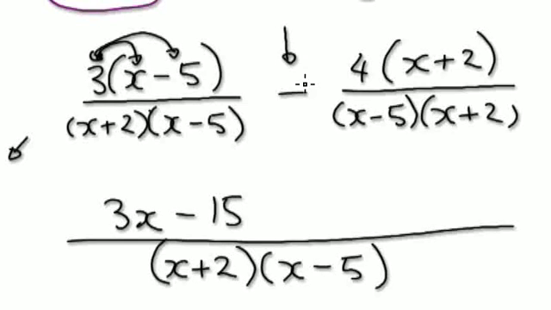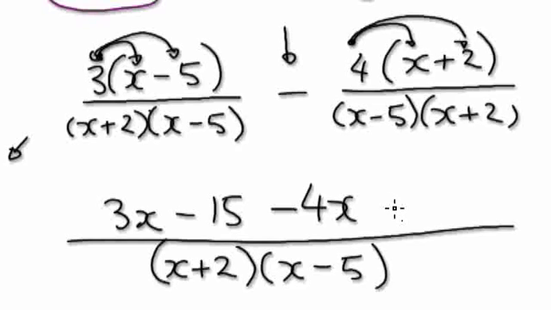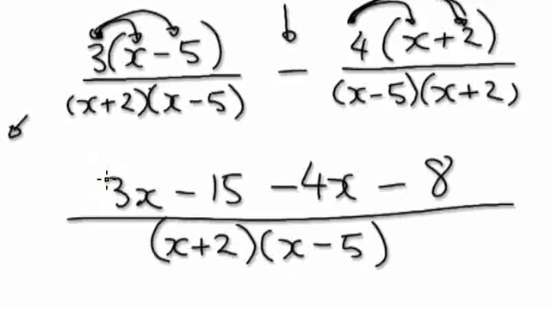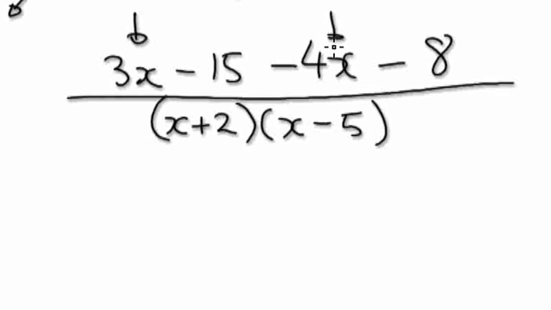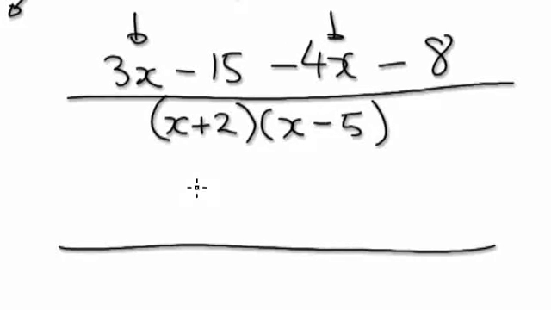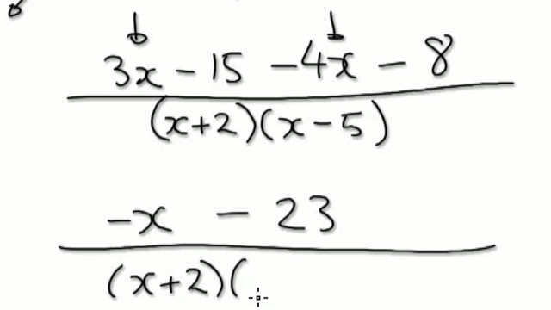Now this minus thing is quite weird, so attach the minus to the 4. So minus 4 times this thing here will be minus 4x, and minus 4 times this thing here would be minus 8. Now you're going to have minus an elephant. So 3 elephants, take away 4 elephants will be minus elephant. And then minus 15 minus 8, that will be minus 23. And then at the bottom it will be the same. So this will be your final answer.